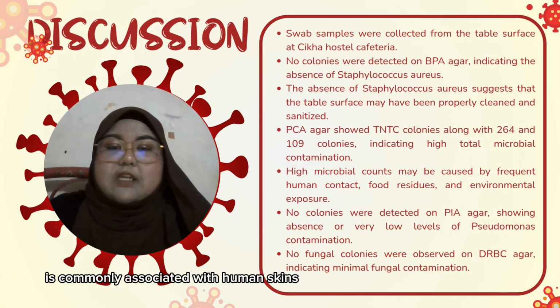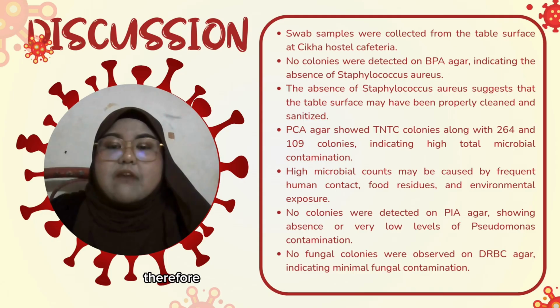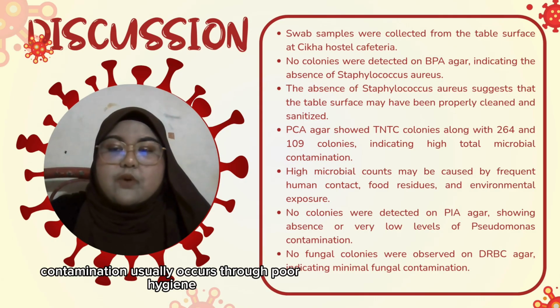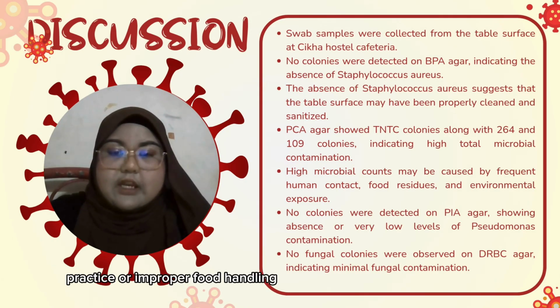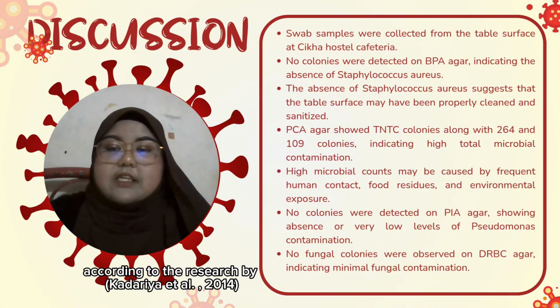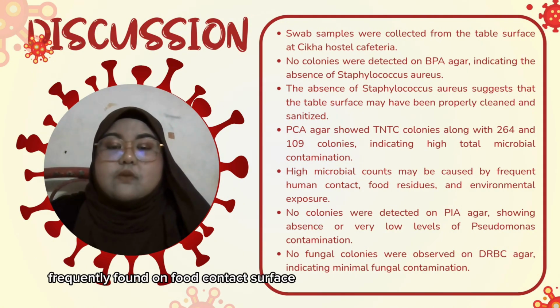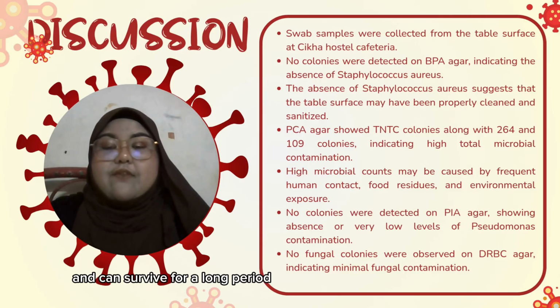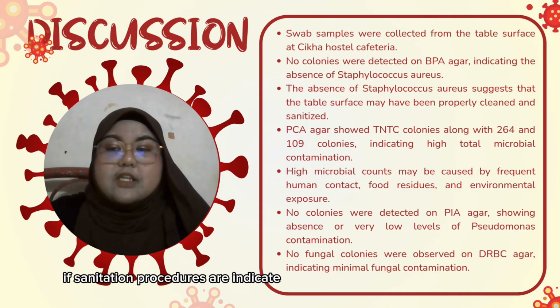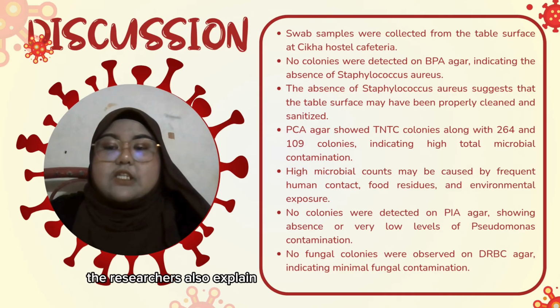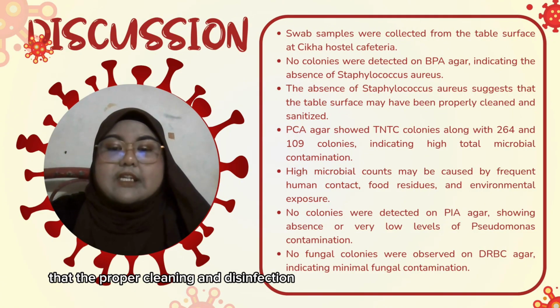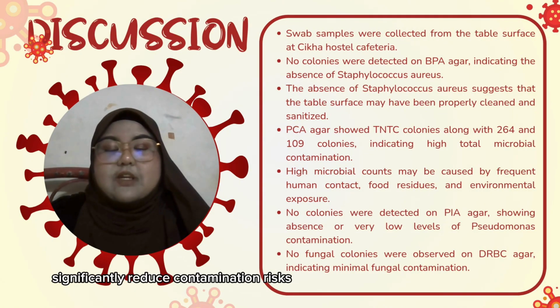Staphylococcus aureus is commonly associated with human skin, hands, and respiratory secretions. Therefore, contamination usually occurs through poor hygiene practice or improper food handling. According to the research by Kadariya et al., 2014, Staphylococcus aureus is frequently found on food contact surfaces and can survive for a long period if sanitation procedures are inadequate. The researchers also explained that proper cleaning and disinfection significantly reduce contamination risks.